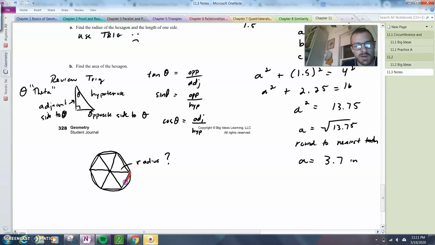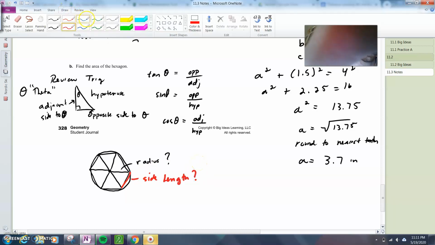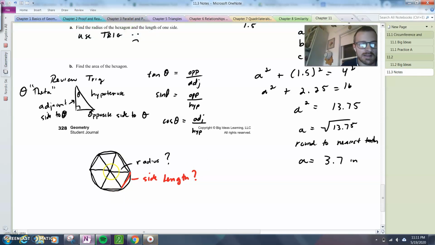which I've been doing in red, I'll stick to that, I also don't know. And I've got to find that. What I do know is the apothem. And remember, the apothem is this segment that drops from the center to the side length that creates a right angle. It's the height of the triangle.